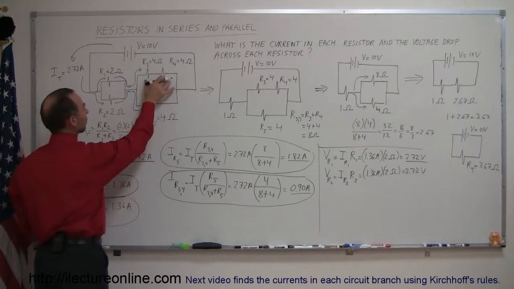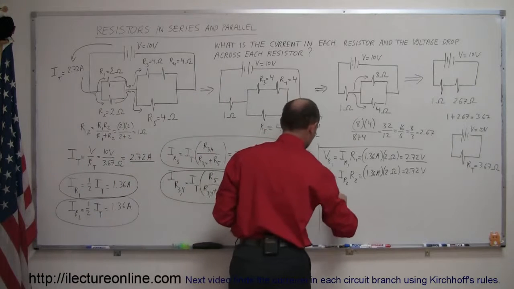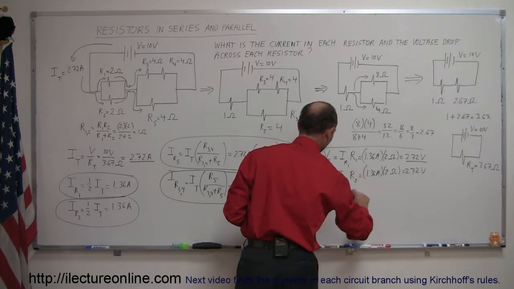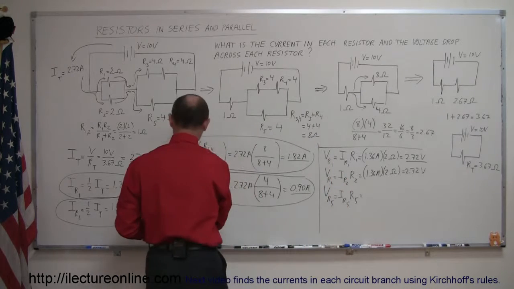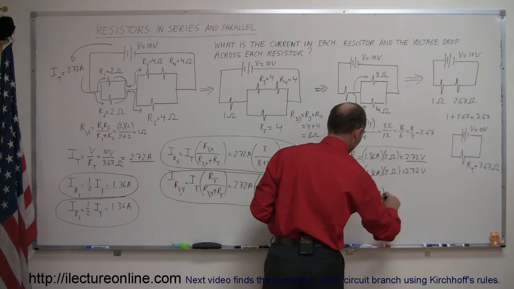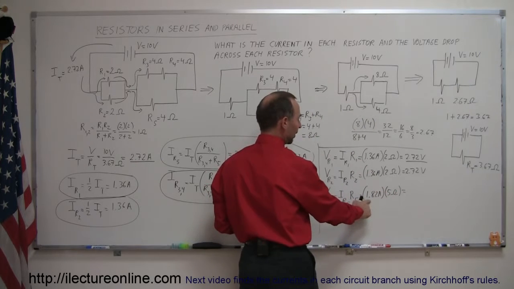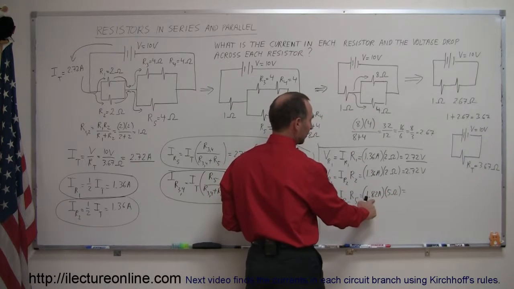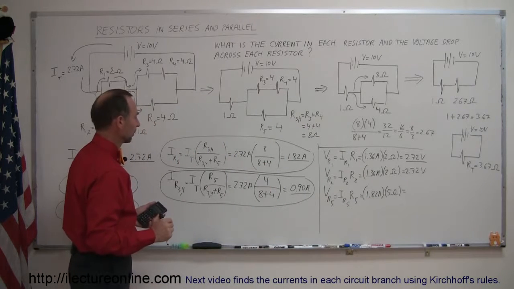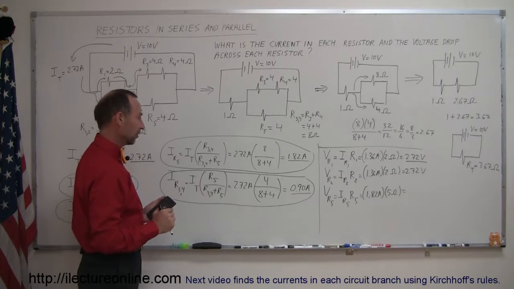So now how much do we have across each of those? Looking at R5, V across R5 is equal to I through R5 times R5. And the current through R5 is 1.82 amps. Multiply that times 5 ohms, and that would be 10 volts. Something doesn't seem to add up.